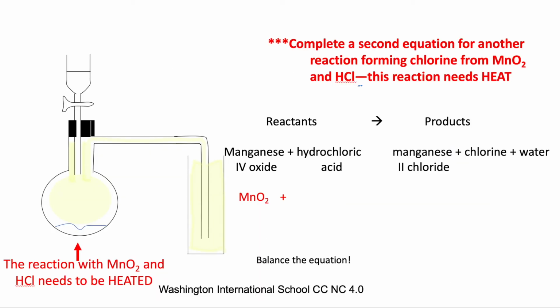And finally, you can also make chlorine with manganese 4 oxide and hydrochloric acid, and this reaction needs to be heated, so the preferential one in a fume hood, again, is to use the one that doesn't require heat, with the potassium manganate 7. So pause to finish the equation and make sure you balance it.